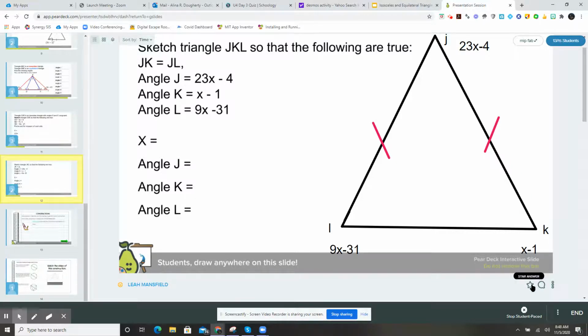Wait, so when I type in the smallest angle, do I put 9 next? Or do I put whatever I got for it? Whatever the angle measure is in degrees. Whichever angle is smallest. Okay, thank you. Mm-hmm.